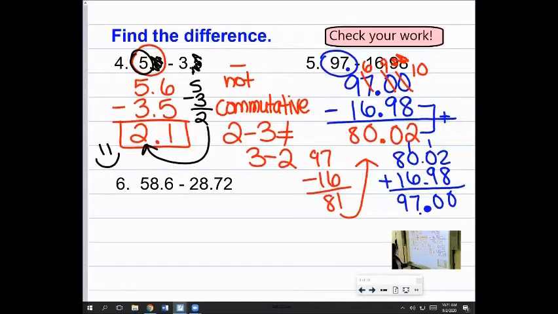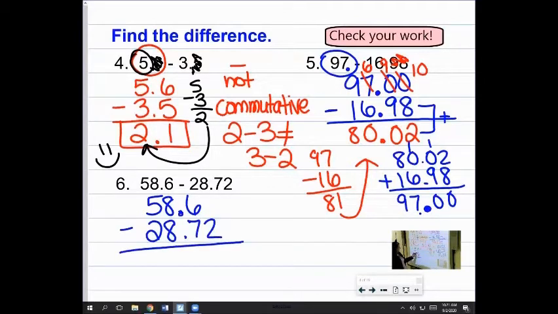Okay, last but not least, let's look at one more, and then I'm going to go ahead and have you practice on your own. So you're going to do 58 and 6/10. Remember, the first one when we are subtracting has to go on top. Minus 28.72. Make sure you're lining up your decimals, paying attention that we are subtracting still. Go ahead and add in your annex zero. All right.